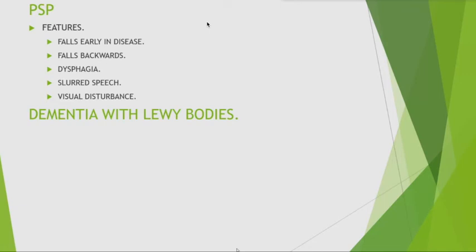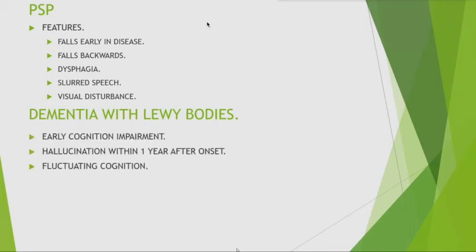Dementia with Lewy bodies, how do you diagnose? We already mentioned that this type of dementia appears early, whereas in Parkinson's disease, these manifestations appear after 1 year. So early cognitive impairment, hallucination, and fluctuation in cognition are clues. This is dementia with Lewy bodies.